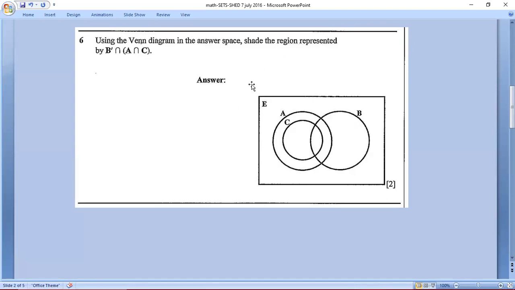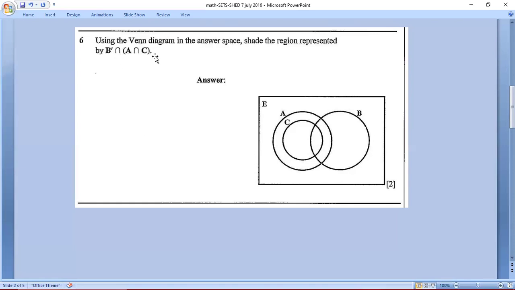Now, for you to shade the region represented by this, you need to understand also what B complement means. B complement, or complement, which is this apostrophe there, we read it as complement. It means everything outside of the given set. So B complement means everything outside of set B, or this circle here of B. So it means everything that may be found here, there, or even in the universal set outside here. As long as it's outside this B set or this circle, you can include it in the set called B complement.